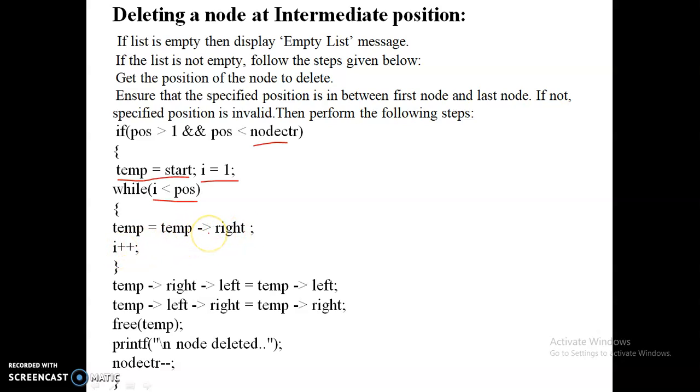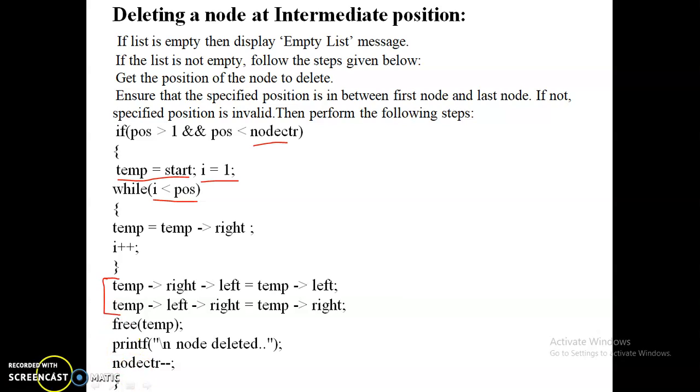Whenever it reaches the required position, we need to make these two swaps to delete a node in the intermediate position. You can observe that whenever you are deleting a node, we need to do only two swappings, that is, two addresses need to be modified. But whenever you are inserting a node in the circular linked list, we need to make four changes. Insertion takes four changes, but deletion takes only two changes, two pointers to be modified.